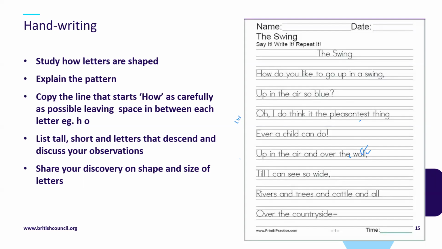So we'll come up with the letters that are level, like these two. The letters that go up, that are the ascenders, and those ones that come down are the descenders. And if you'll discover this, the tall letters, the short letters, and those that descend, and discuss your observation.